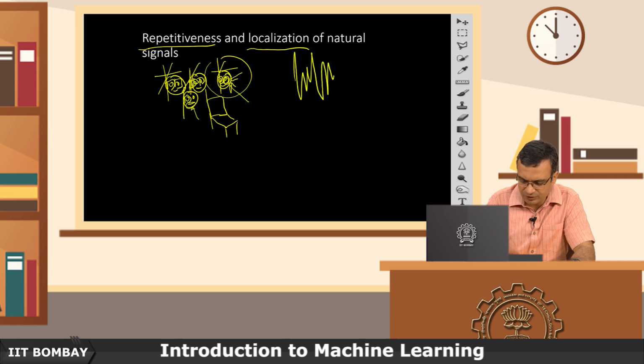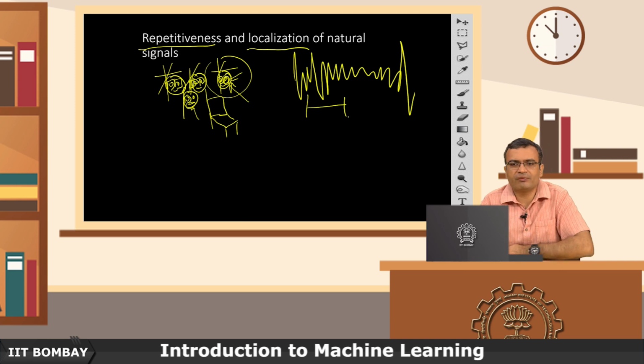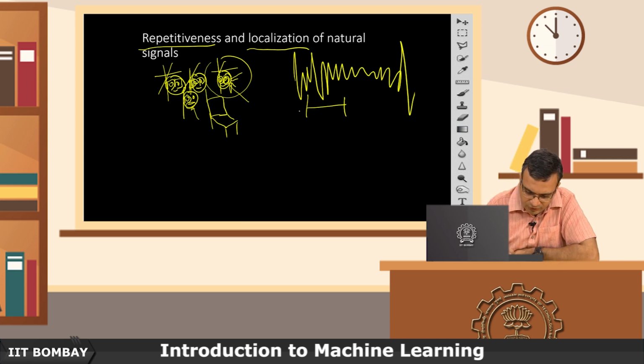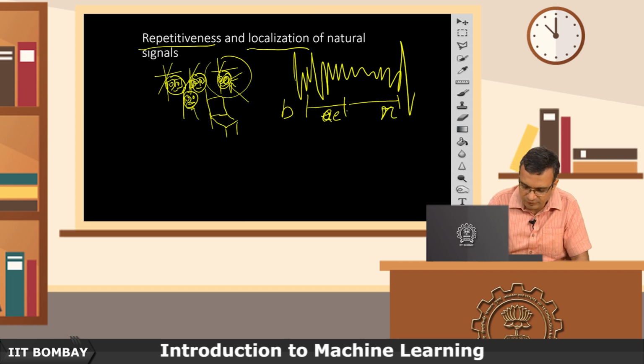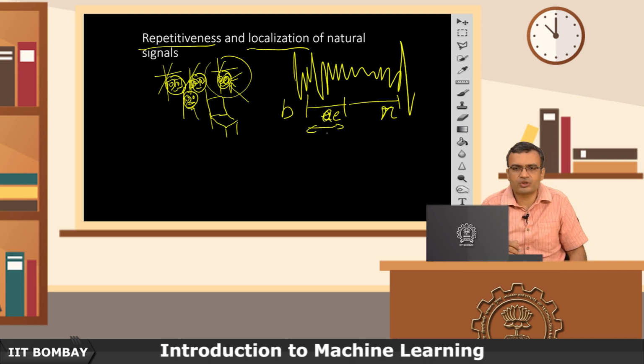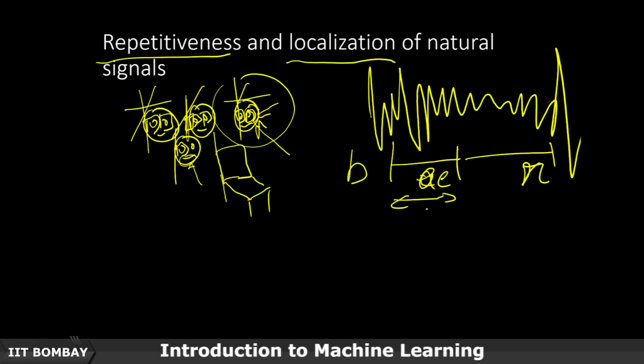So let's say this is your pressure wave in an audio. So different phonemes that we talk about. So let's say if we use the word bear, so we have b, a, and r. So these different phonemes persist only for a short time duration. So that is the localization aspect, and they are repeated in other words and other sentences. So for example, pair, the same two phonemes occur in pair also.